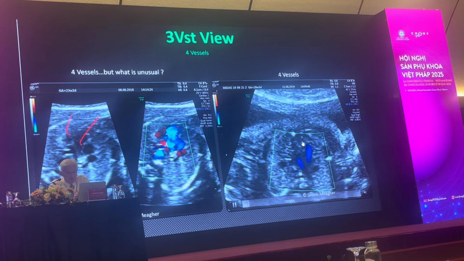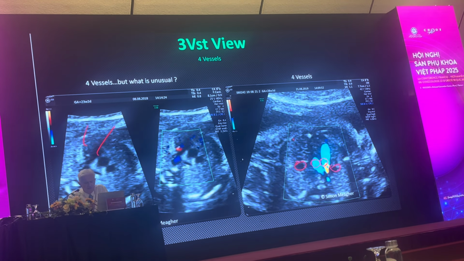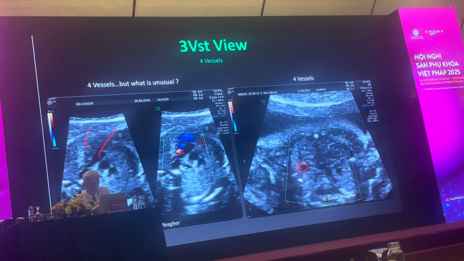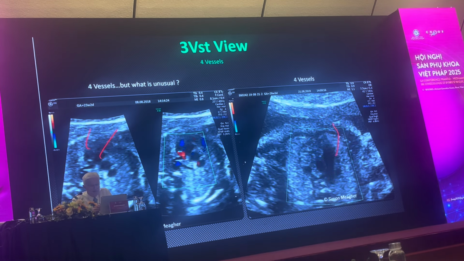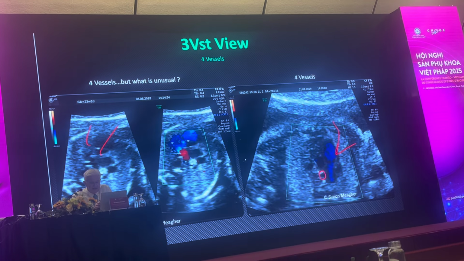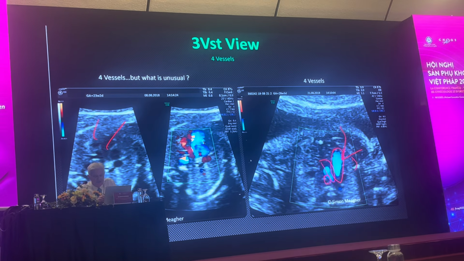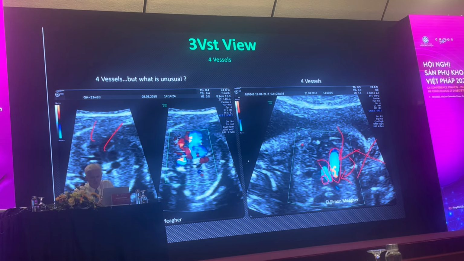This is a baby with 1, 2, 3, 4 vessels. There should never be a vessel beside the pulmonary artery, ever. I know it's the pulmonary artery because that's the trachea, that's the aorta, that's the pulmonary artery, and therefore there should be no vessel beside the pulmonary artery.